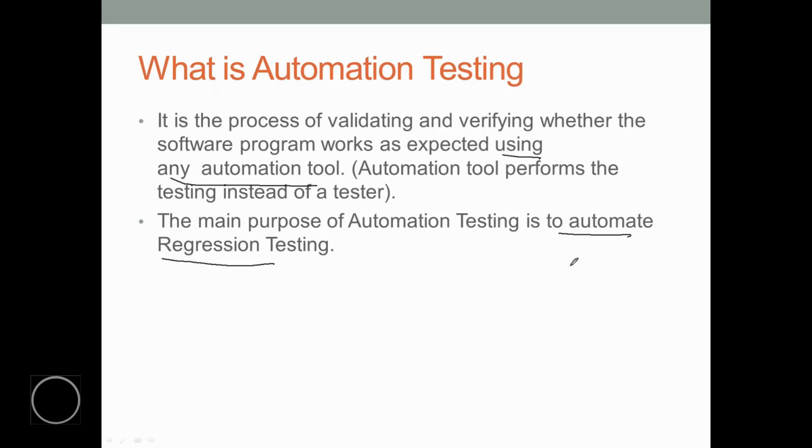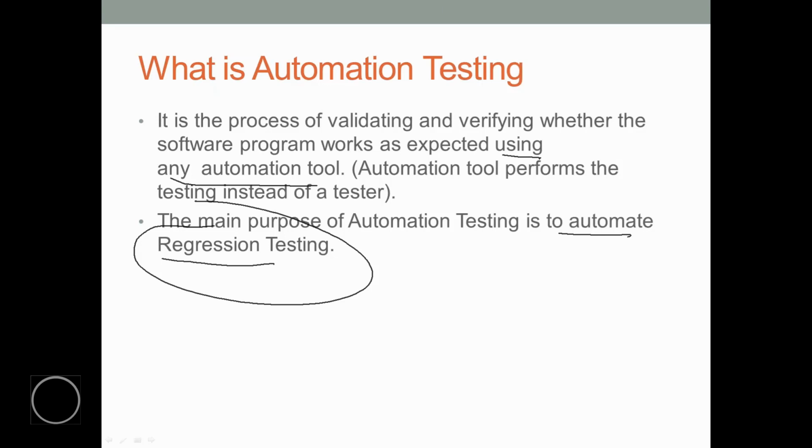Out of all the testings, there are so many testing types: regression testing, white box testing, black box testing, functional testing, smoke testing. So many kinds of testings are there. Out of all the testings, regression testing is the most repetitive one. Since it is the most repetitive one, it is the best contender for automation. That's what it means: the main purpose of automation testing is to automate regression testing. Though we can automate other kinds of testings as well, like functional testing and smoke testing, regression testing is the most suitable one. It gives the best return on investment.